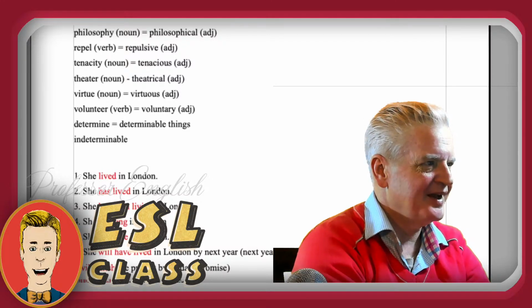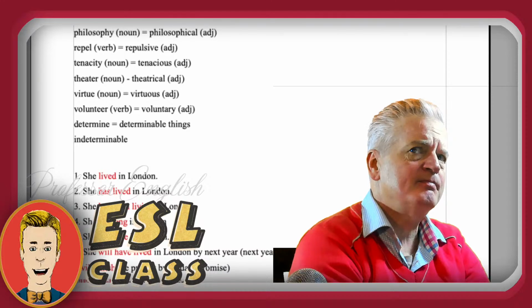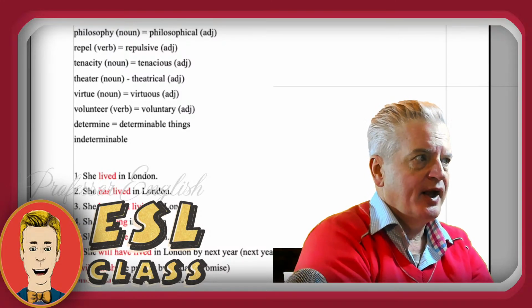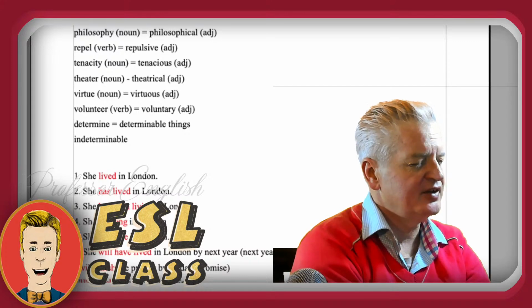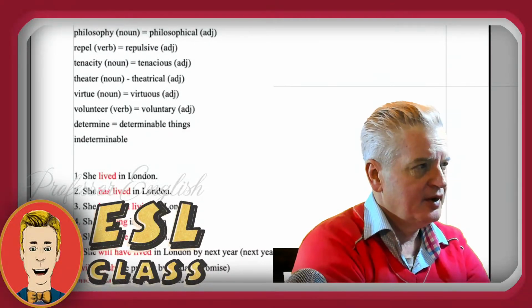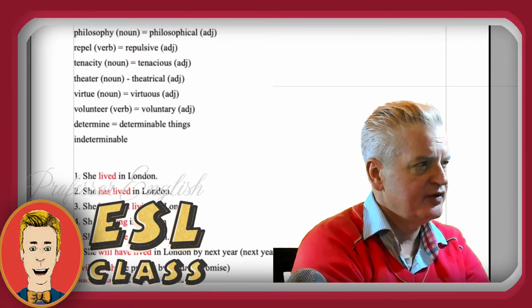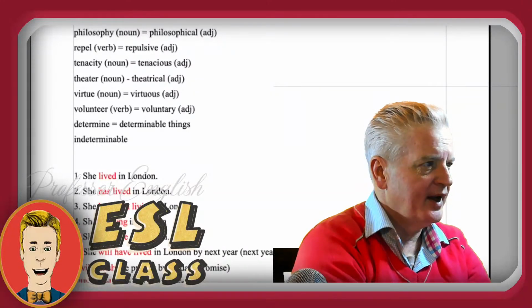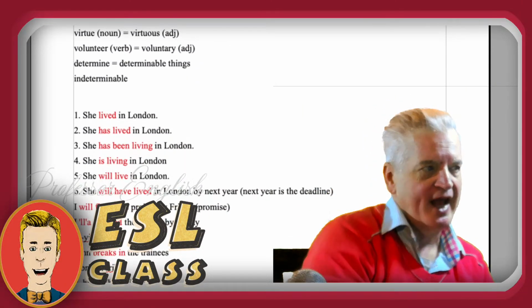Okay. Now we have virtue. Virtue is, I guess we can say good things, good practices. And a virtuous person is a person who only does good things, never does bad things. Okay, and then we've got volunteer, which is a verb, and then we have voluntary, which is an adjective. And I think let's stop there. And actually, that was the end of that class.